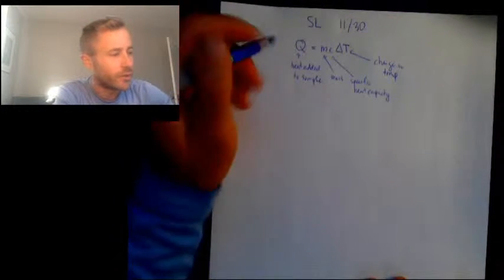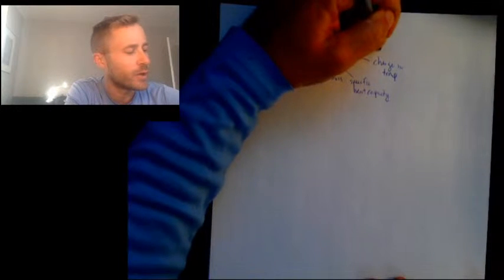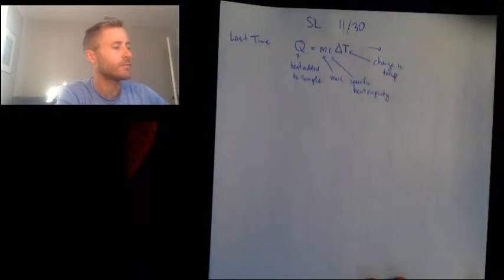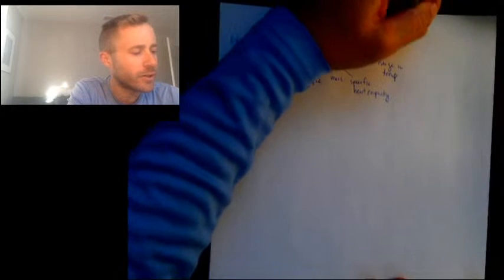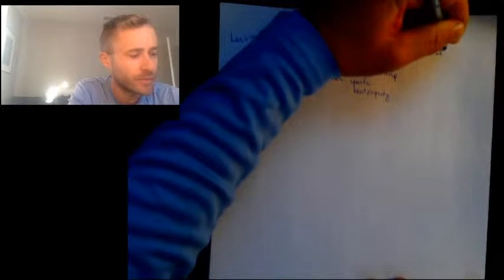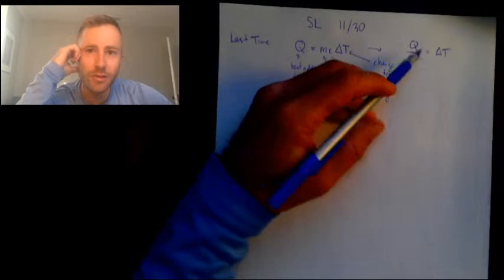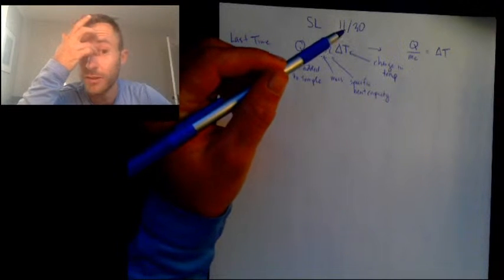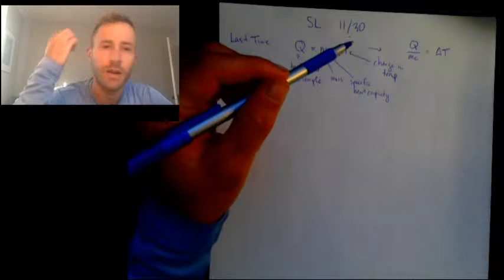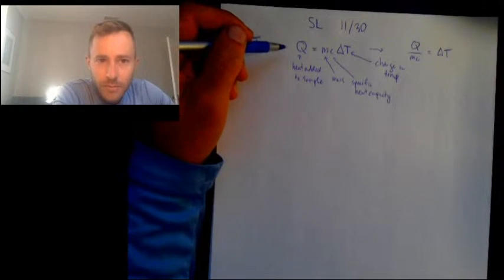It's kind of useful to rearrange this. We can see that Q over mc equals delta T. So we can see that the larger the specific heat capacity is, the smaller the change in temperature. So things with a large specific heat capacity don't change temperature as easily as things with a smaller specific heat capacity. All right? We applied this equation to calorimetry problems.